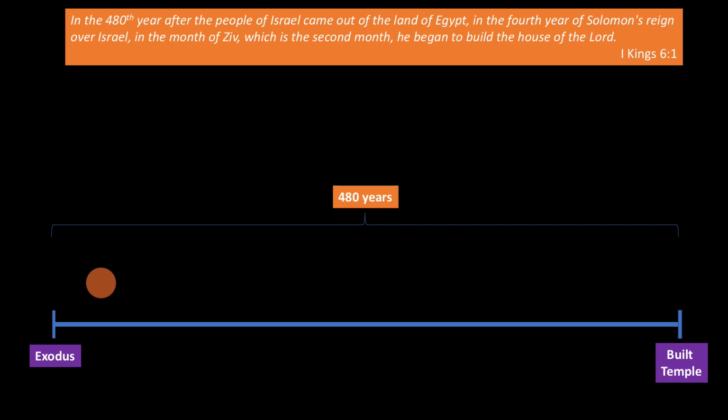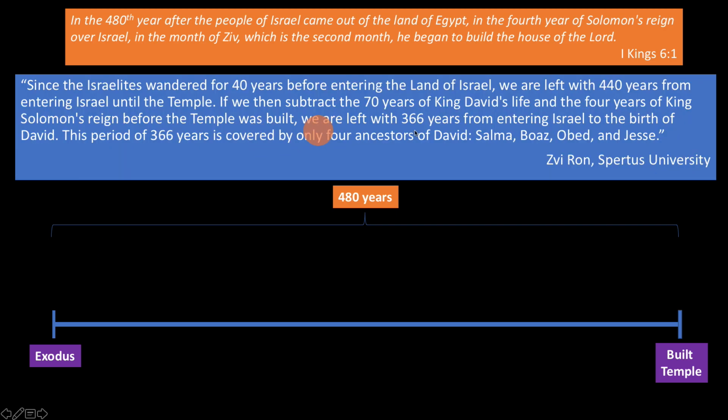And we can. And I'm going to be quoting from this article here by Vizron. It's peer-reviewed, so I'm not quite sure if I can share it with you, but I'll try to. And in this article, Ron notes, "Since the Israelites wandered for 40 years before entering the land of Israel, we are left with 440 years from entering Israel until the temple."